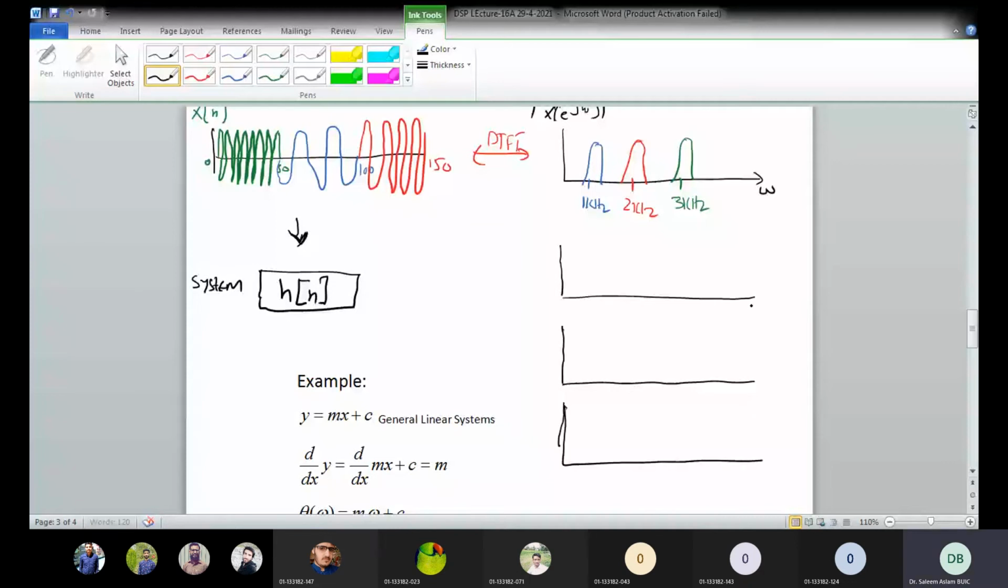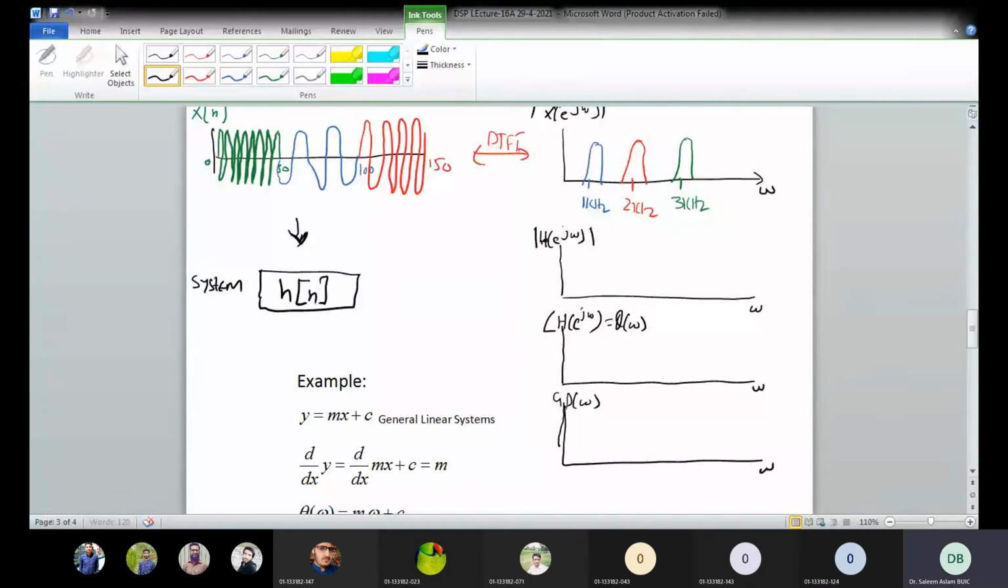So this is omega, omega, omega. This is H, so we are using H of e to the power j omega, its magnitude, and then the angle of H of e to the power j omega, which you can call theta of omega, and this is the group delay, GD of omega.